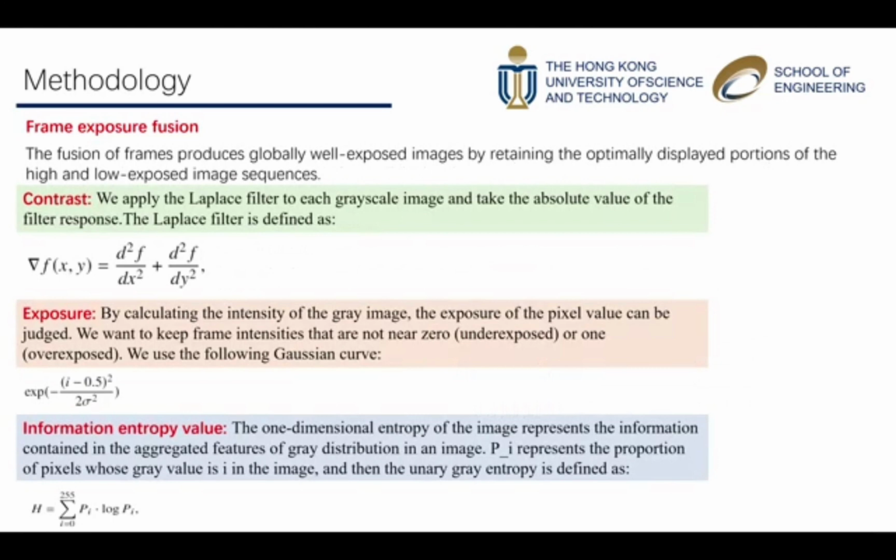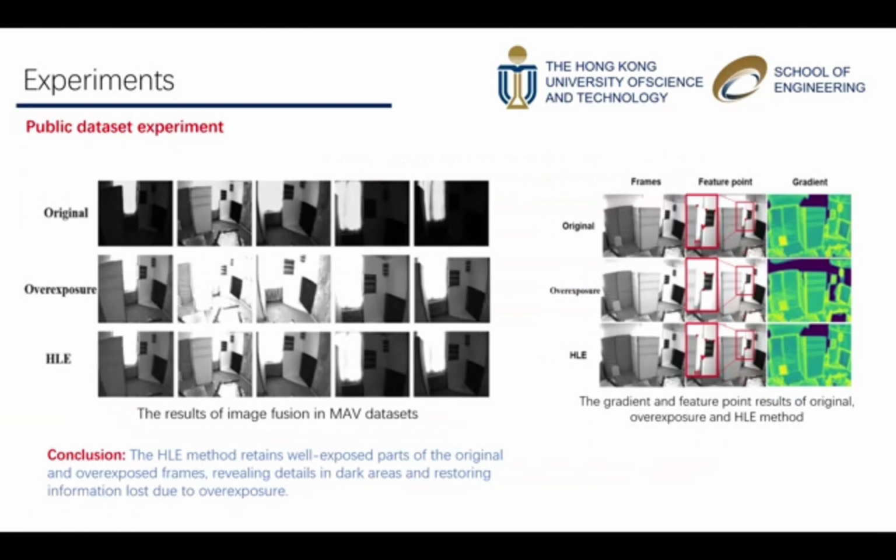And we did some experiments on public datasets. We used the original MAV dataset, and we increased the brightness value of the MAV dataset to get the overexposed dataset. You can see in the frames there are many overexposed images, and we use HLE to recover the overexposed lightness. And we can see the gradient and feature point results of the original overexposed images and the HLE method. Our method can get a good feature point result.